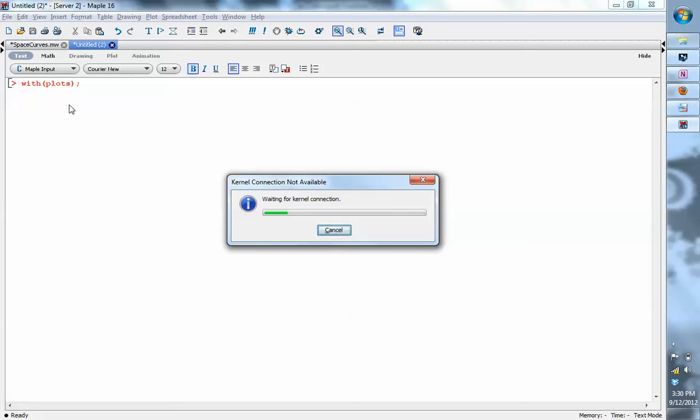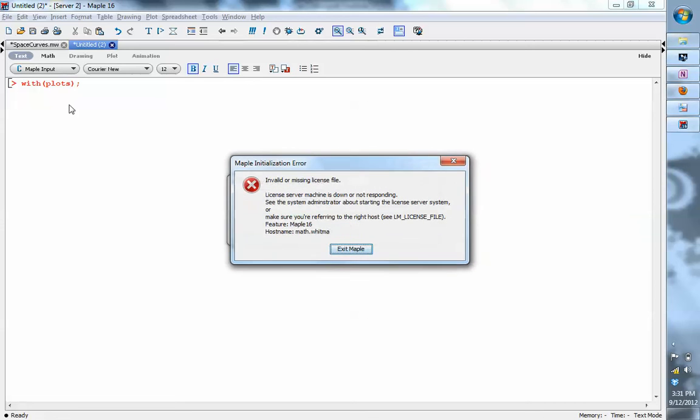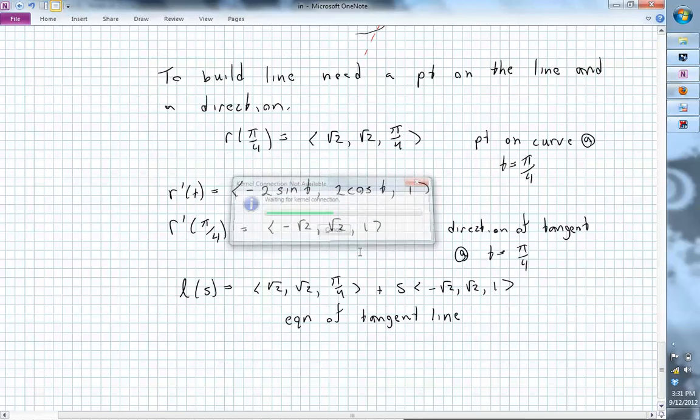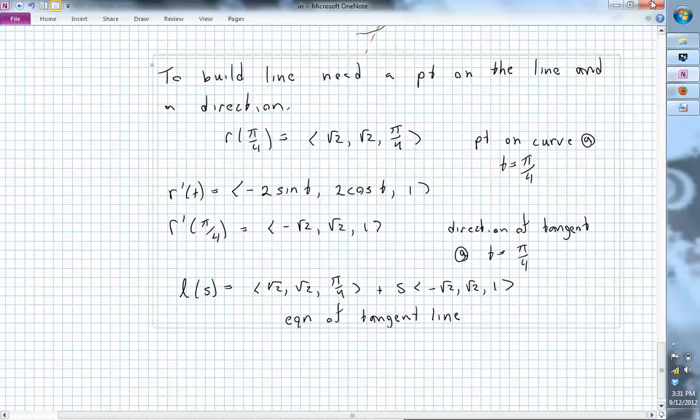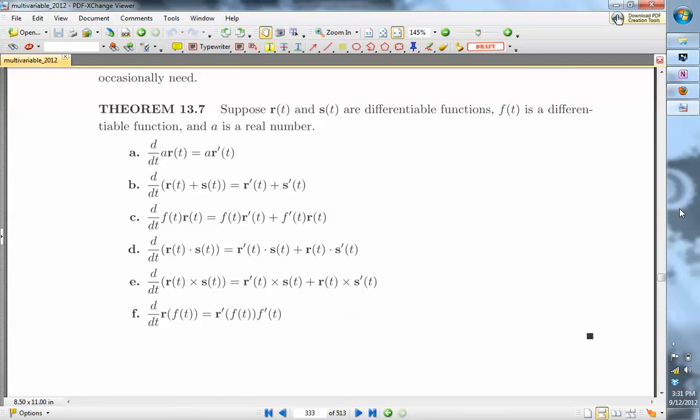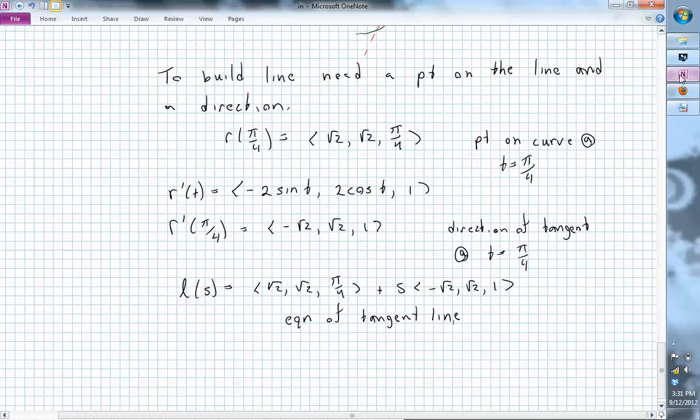Looks like the network decided to die, and this thing needs the network to run, sadly. So, I thought I had time. Apparently I don't. Alright, I'll get that for you next time. Let me talk a little bit about integration, and then we'll do some interesting problems at the end.